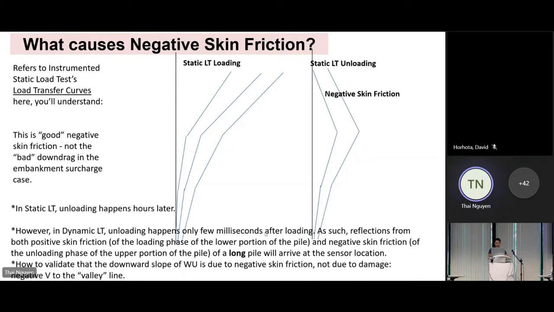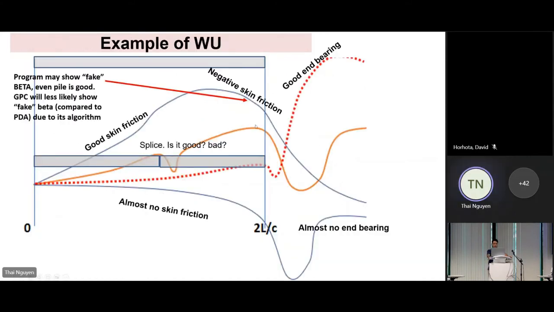So you have negative skin friction of the unloading phase of the upper portion of a long pile arrive to the sensor at the same time as the positive skin friction of the deeper portion of the pile. So because of that, you have these unloading skin frictions. This unloading skin friction, even though it appears in a later portion, is due to the skin friction in the top of the pile.